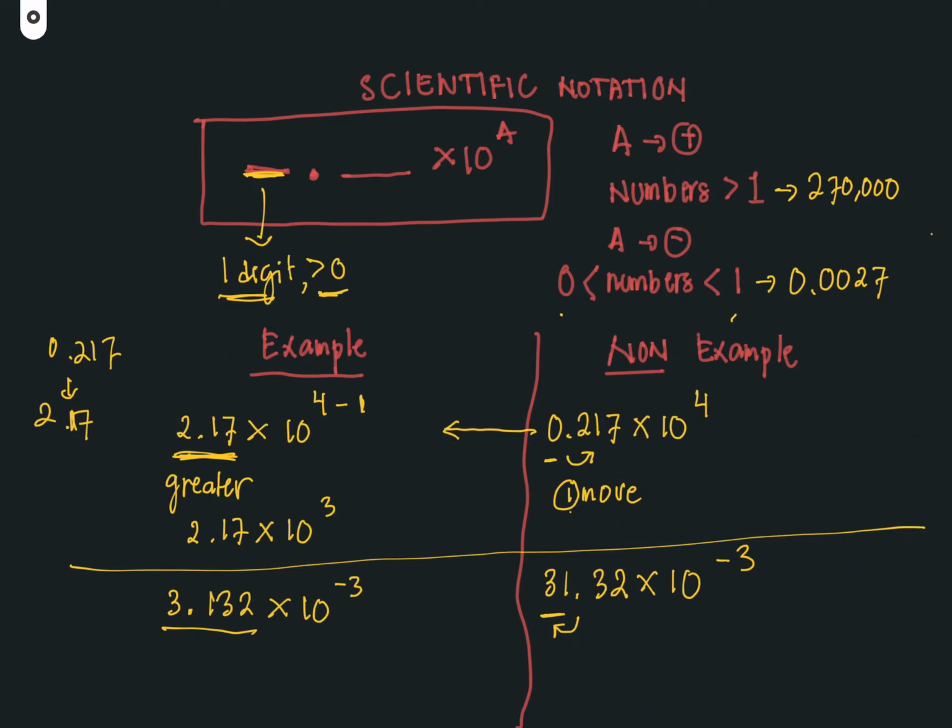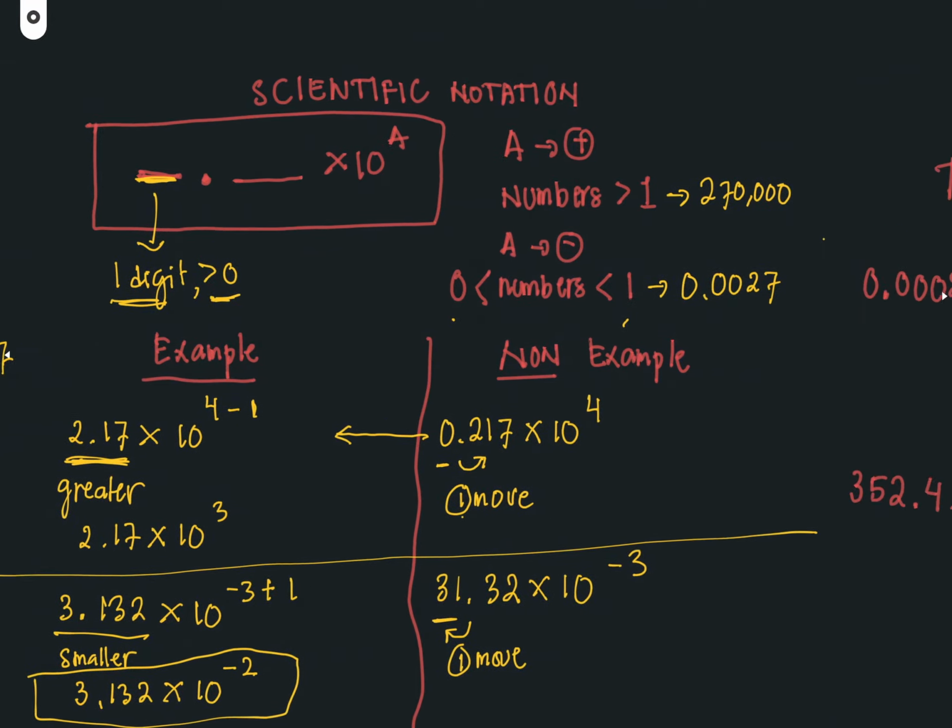So look at 31 turn into 3. This part of the number becomes smaller. That means we're going to compensate the power by making it bigger. So we're going to add. This is only one move, so we're going to add just 1. So now the right way to write this in scientific notation is 3.132 times 10 to the power of -2.